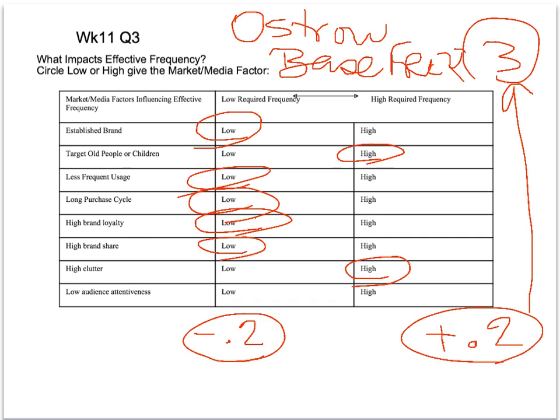On the other hand, if you're operating in an environment that has a lot of high clutter, lots and lots of advertisers, you're going to have to adjust up. You're going to have to add to your base frequency of 3 because you need to break through that clutter and show your ad with more frequency. Low audience attentiveness, again, with an audience that's harder to break through to, harder to get them to pay attention to your message, register your message, etc., you're going to need more impressions.